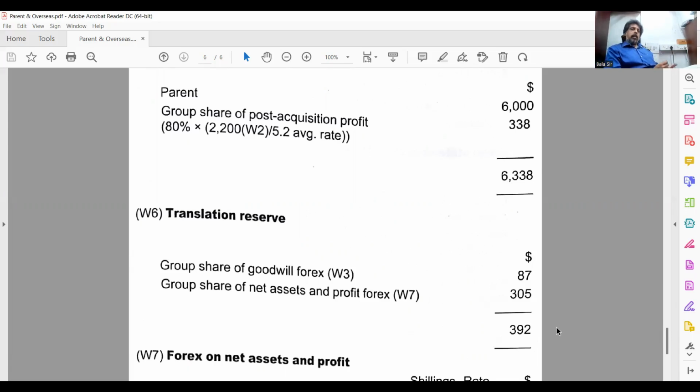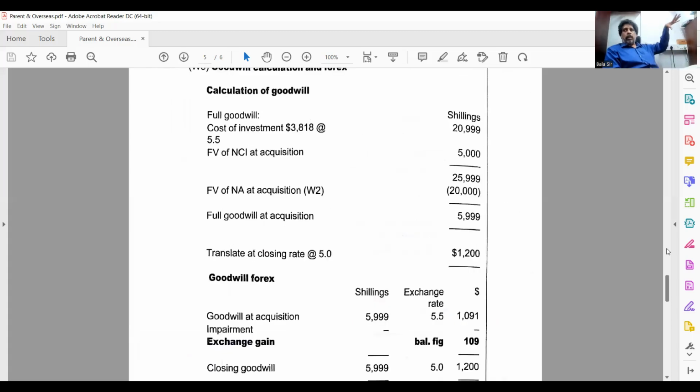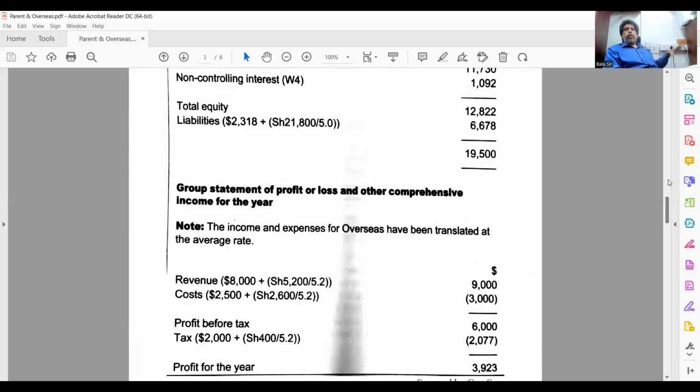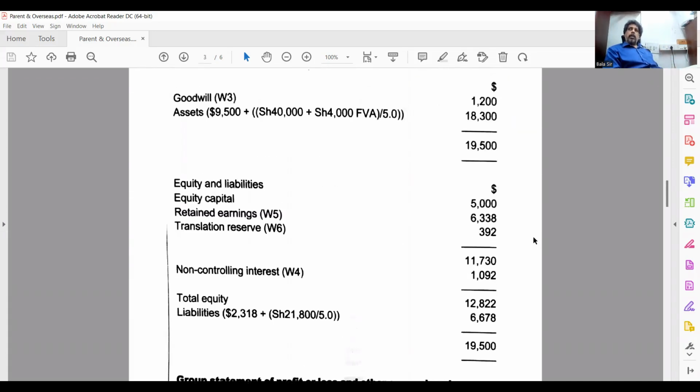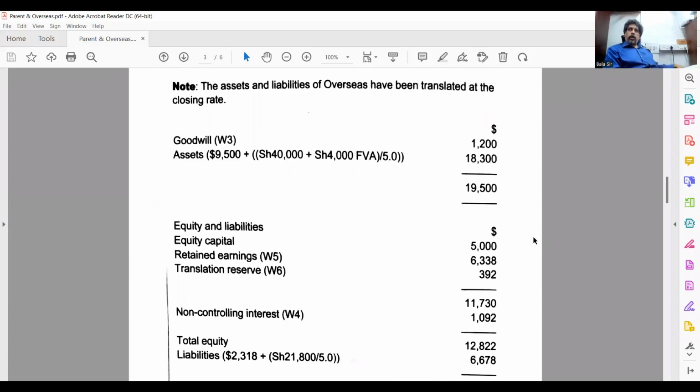Is that fine? So that is all with all the working notes. Now we shall go ahead and prepare the consolidated balance sheet of the group. Yes, the group balance sheet, the statement of financial position, nothing but the balance sheet. In the exam you should write balance sheet, not financial position. So goodwill as per working note 3, very good, $1,200. Next, then assets.